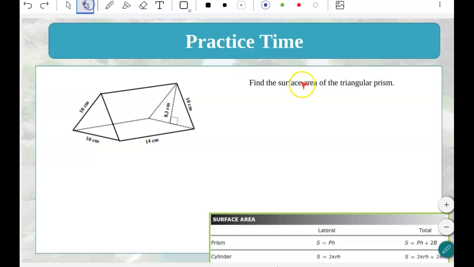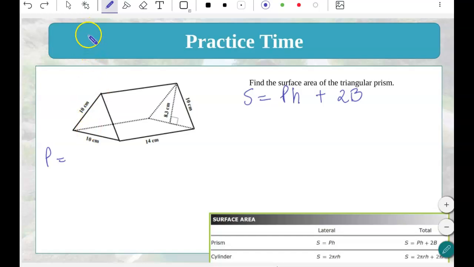All right, so this one, if it just says surface area, that means you're finding the total surface area. So let's look at our formula. We have total surface area is the perimeter times the height plus 2 times the area of the base. So let's start over here. I'm going to put what the perimeter is.